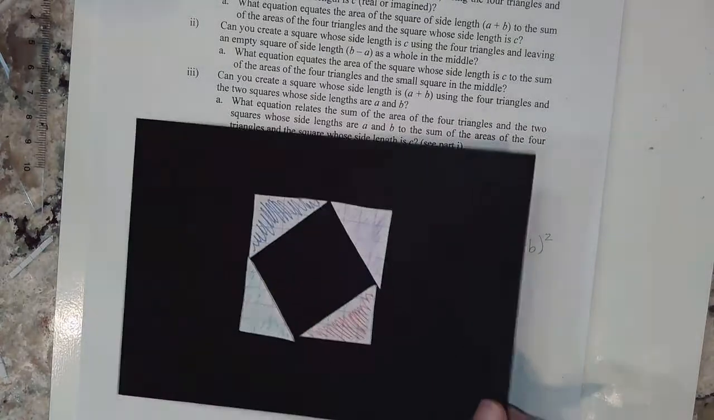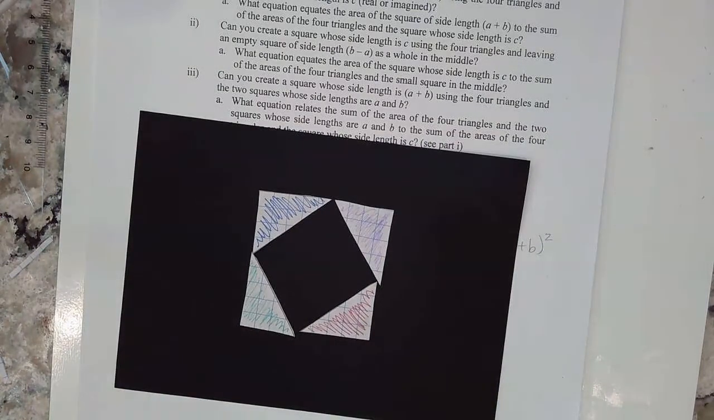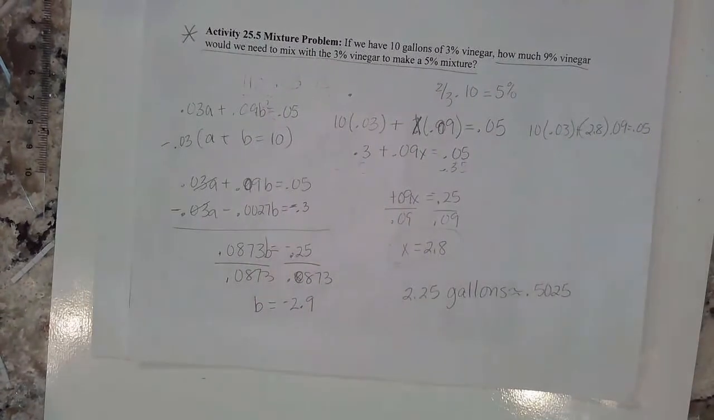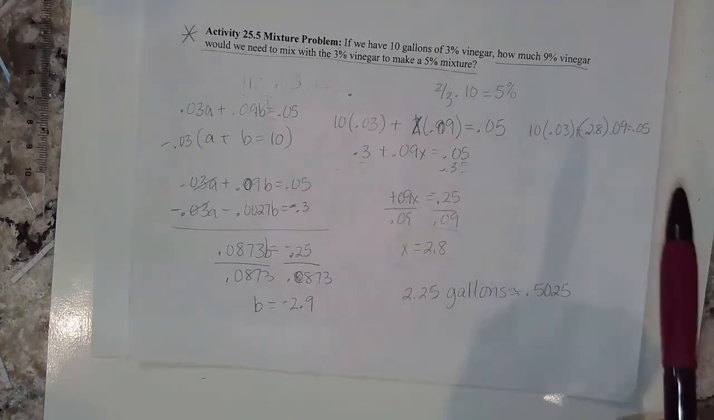The other item I was to discuss was one I know I don't have correct. It's driven me nuts. So I explained this in my activity, but I'll do it again. So if we have 10 gallons of 3% vinegar, how much 9% vinegar would we need to mix with the 3% vinegar to make a 5% mixture? This is probably exactly why I'm not a chemist.